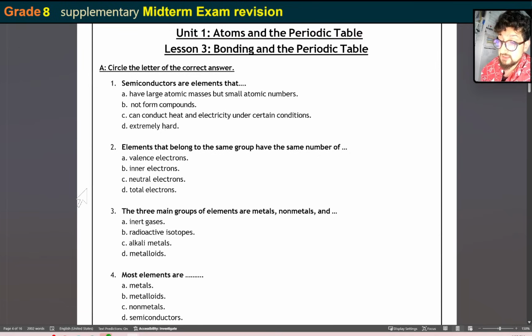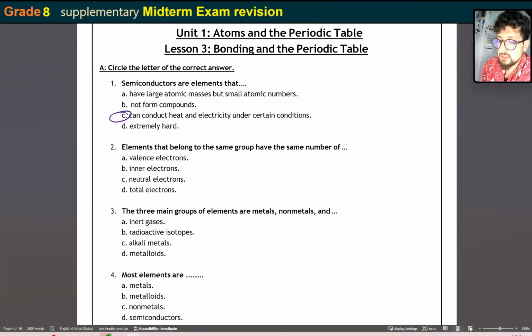Atoms and the periodic table, lesson 3, bonding and the periodic table. Circle the letter of the correct answer. Semiconductors are elements that have large atomic masses but small atomic numbers. That makes no sense. Not form compounds, of course not. Can conduct heat and electricity under certain conditions, absolutely. And those conditions can be temperature related or light related. So it depends on whether light hits the element or whether they heat it up, their conductivity can change. So that's why semiconductors are very useful in electronics.